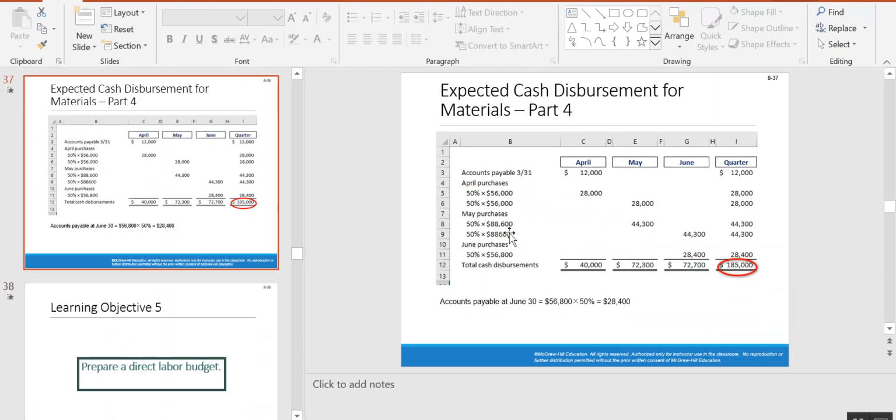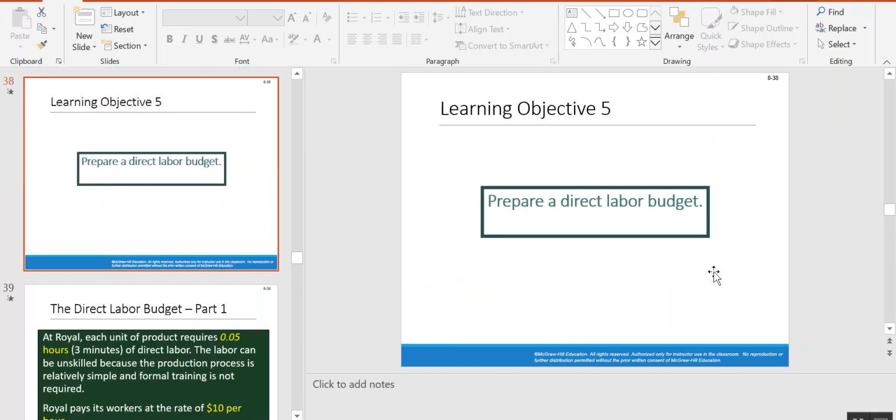So you can see in May we had 88,600. We calculate the split there. In June, we had a total purchases of 56.8, but we only take half of that for this quarter calculation. And then after we total those up, we get $185,000 is what we expect to spend for materials.